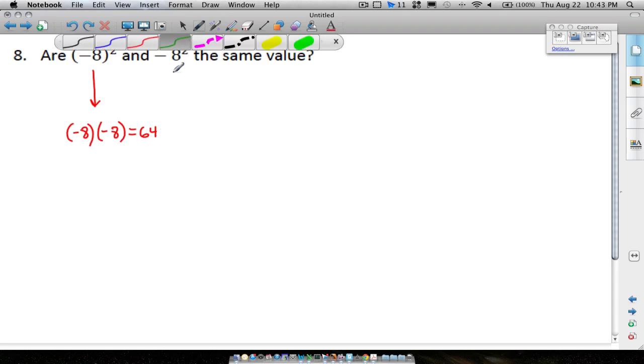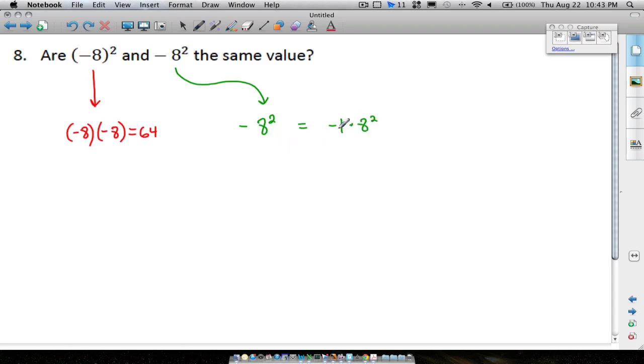Whereas this one over here, think about this. This is negative 8 squared. The only thing getting squared here is 8. This is a weird idea to grasp, but what you want to think about is this problem being written like this: negative 1 times 8 squared. These two expressions are the same thing. The only thing getting squared is the 8, so this means negative 1 times 8 squared is 8 times 8. If you take negative 1 times 8 times 8, that gives you negative 64.